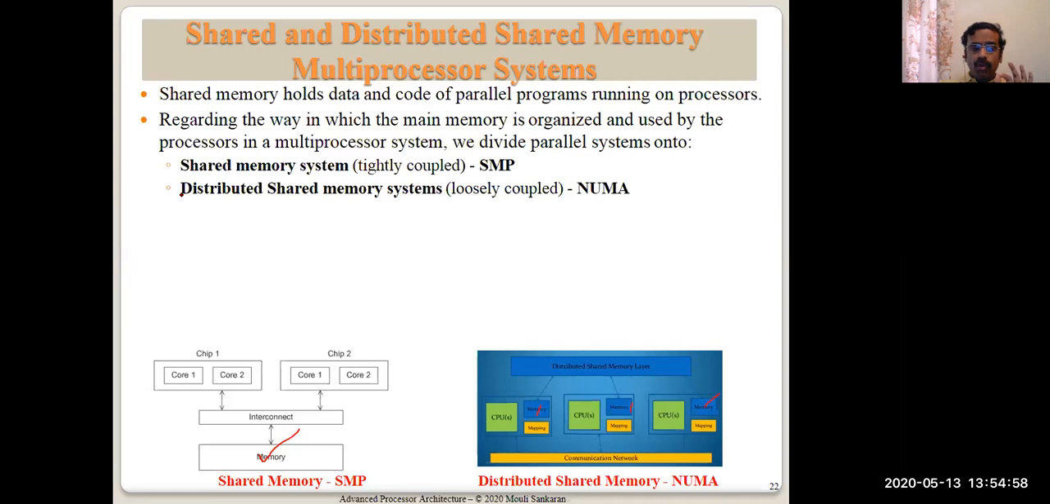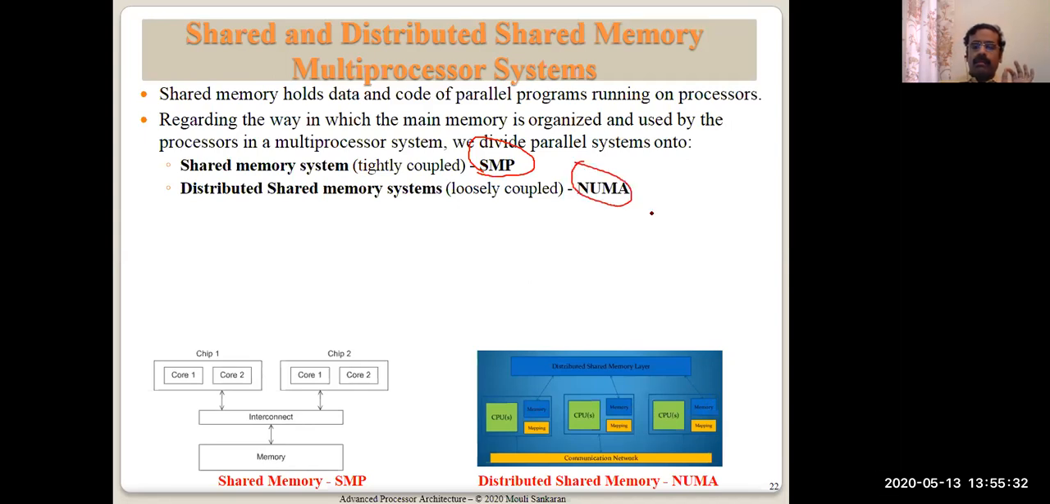If it is distributed over different places, we call it distributed. And if it is in one single location, we call it just shared. We say shared because multiple cores are going to access it. And we are not saying distributed because it is located in only one place. I hope this is clear. Let me come to this SMP. This is a very important acronym that you hear in processor architecture.